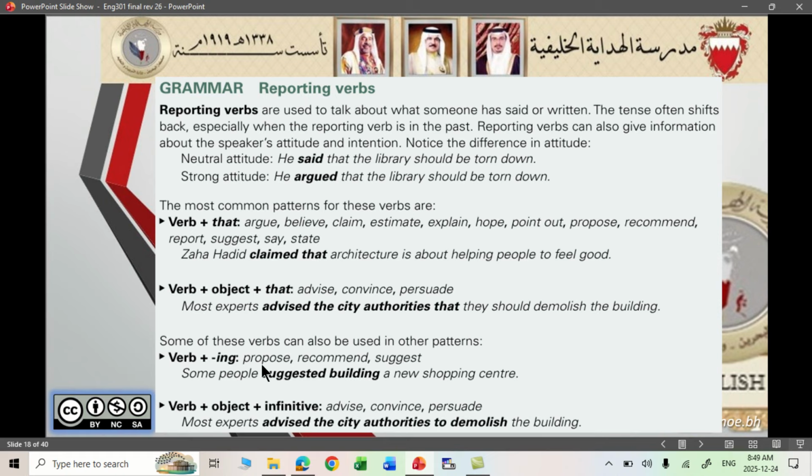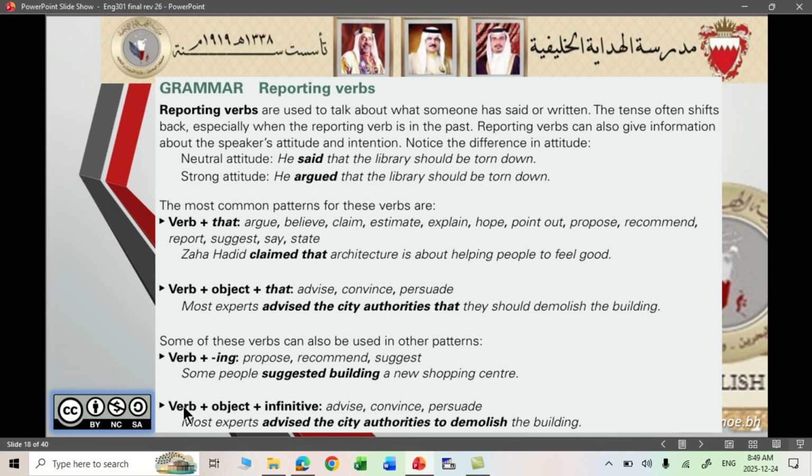Here we have those verbs: propose, recommend, and suggest. With propose, recommend, and suggest, you can use either of the two forms. You can use the ing form, or you can use that, because you already have these up there. Propose is already here also. Recommend is there, and suggest should also be right there. Yes, here it is. All right.